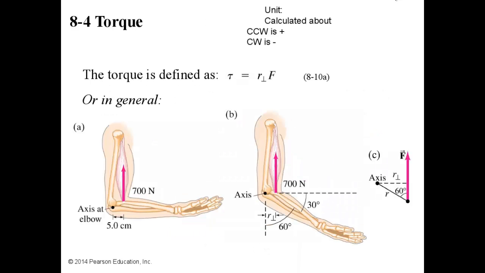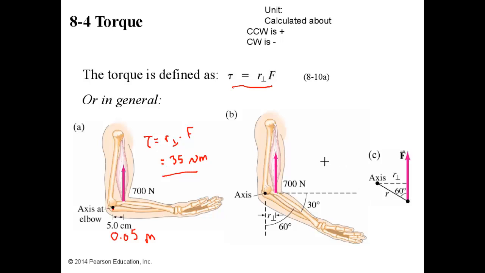We can take a look at example 8.8 for a quick calculation of torque, defining torque to be the lever arm, r perpendicular, multiplied by the force. Here we have an arm with an axis of rotation at the elbow, and your bicep is applying some force to that point that is 0.05 meters away. We can calculate the torque to be r perpendicular multiplied by the force, and we're going to come up with 35 Newton meters.